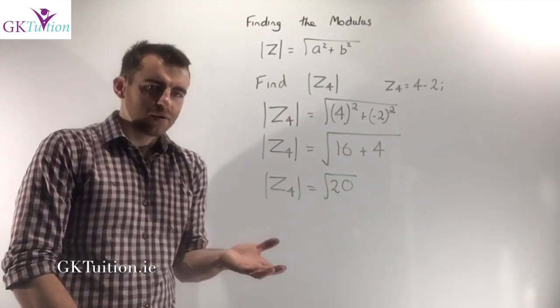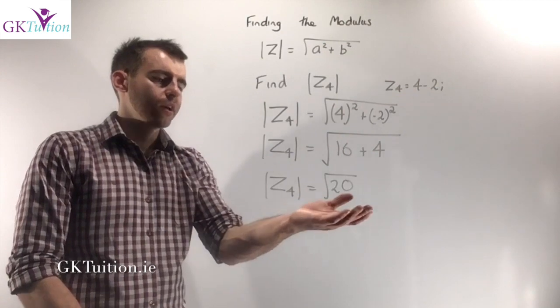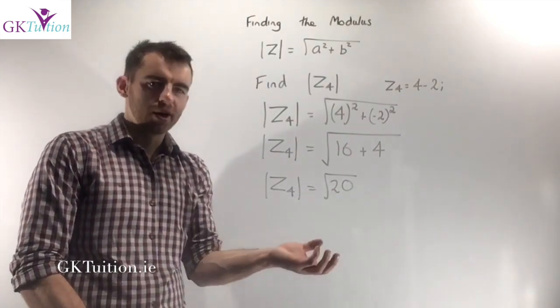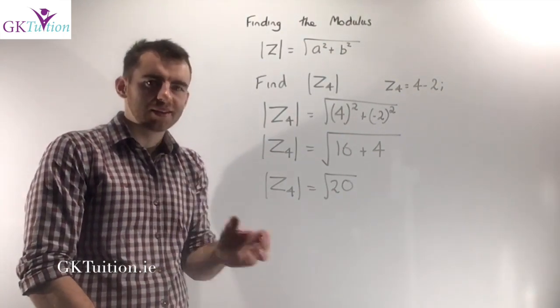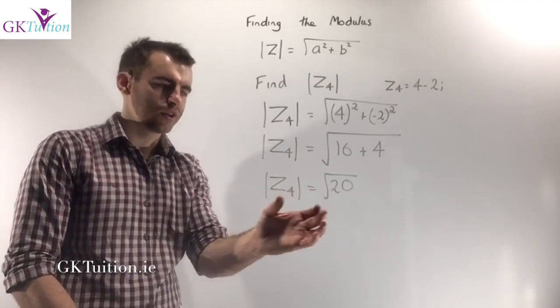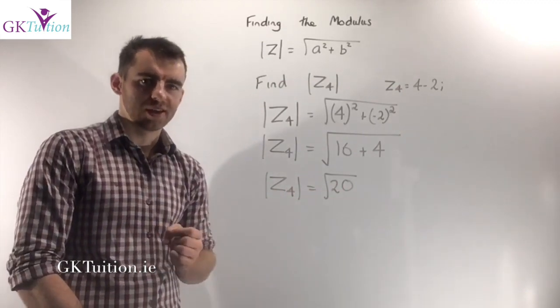Now obviously depending on what way the question is worded, you might have to write that as 2 root 5, or you might have to write it in decimal places. It obviously depends from question to question what format to leave your modulus in.